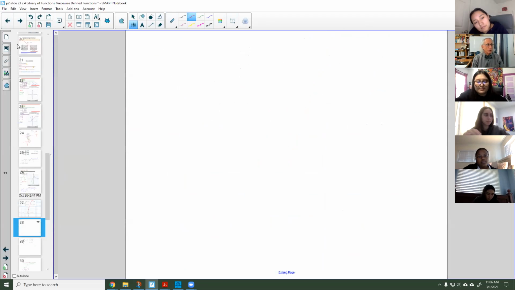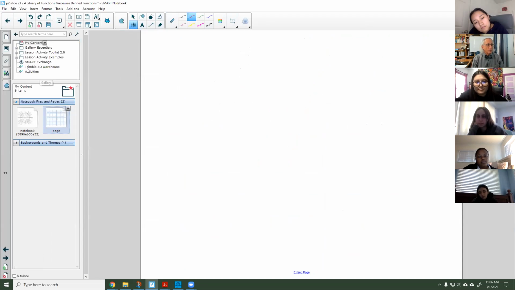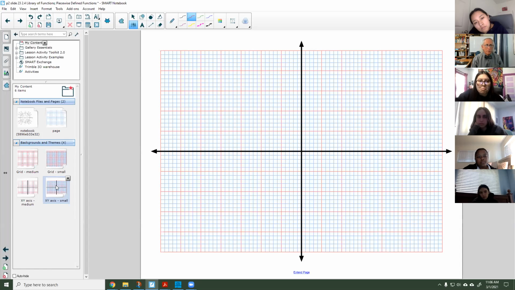I need another page. I need to look at what's in here. Let's try this one. Oh, this will work better. Maybe. We'll try it.